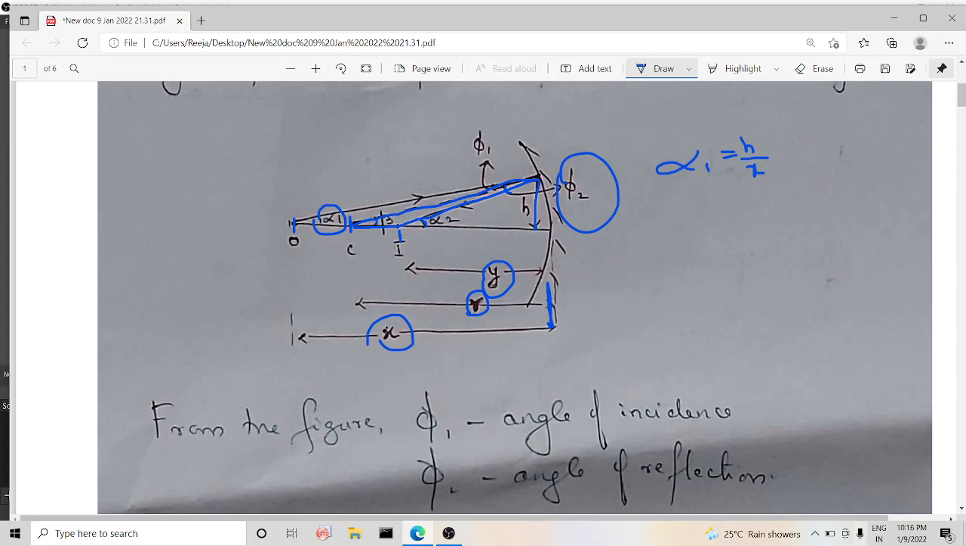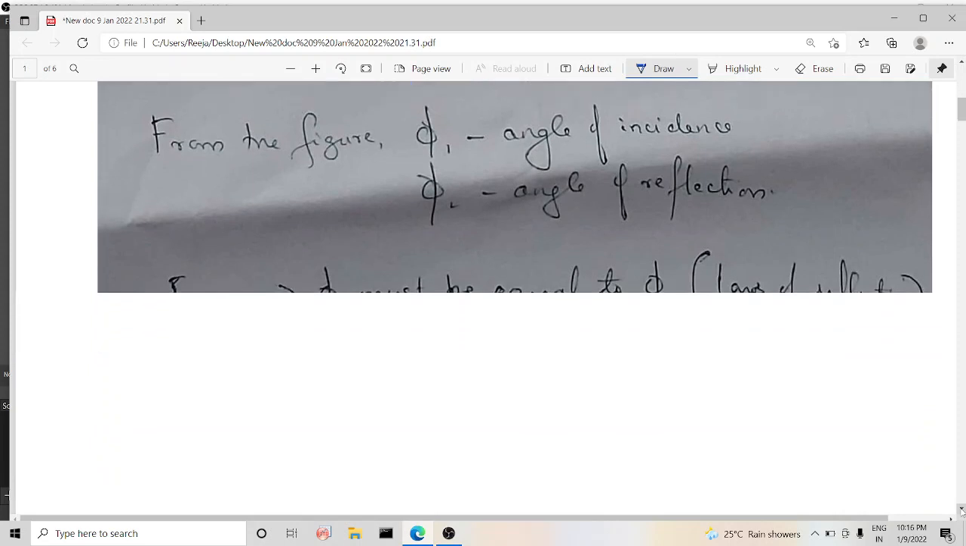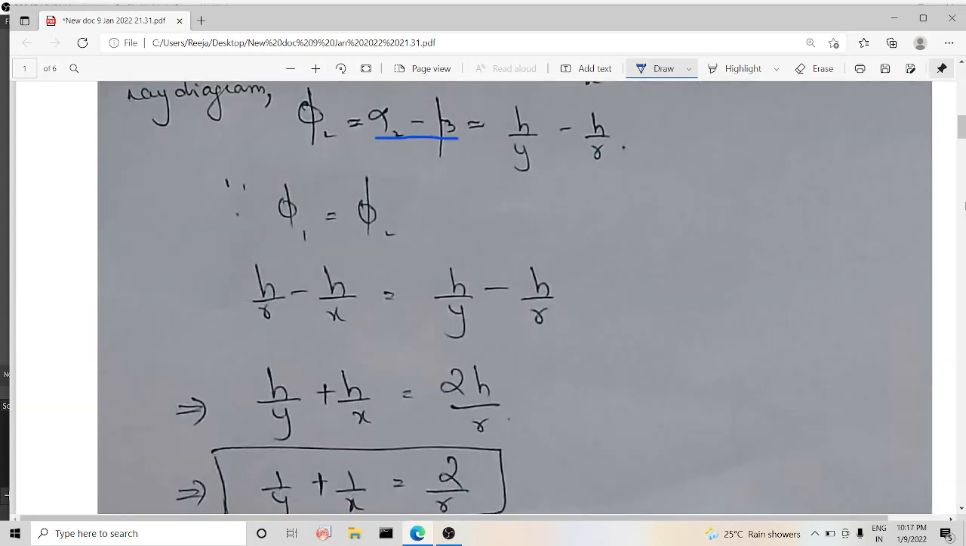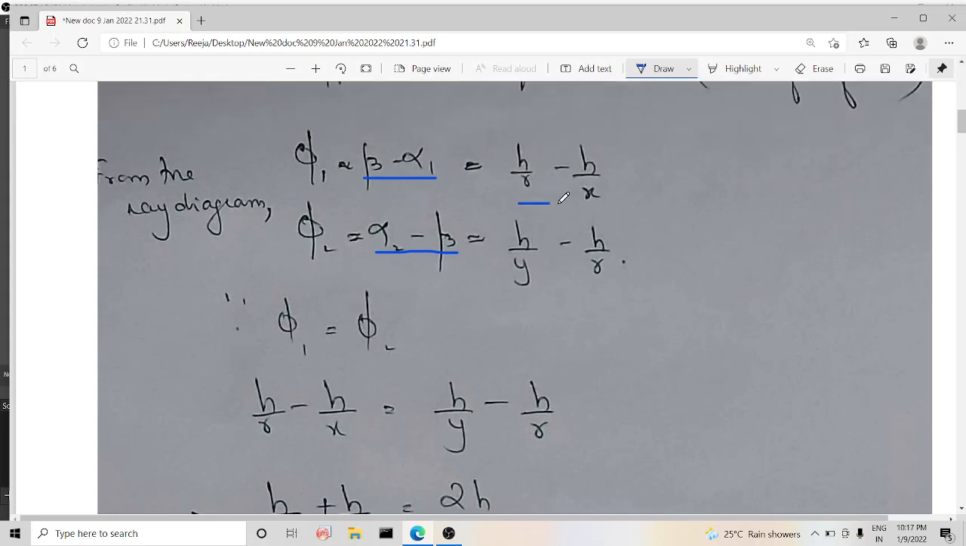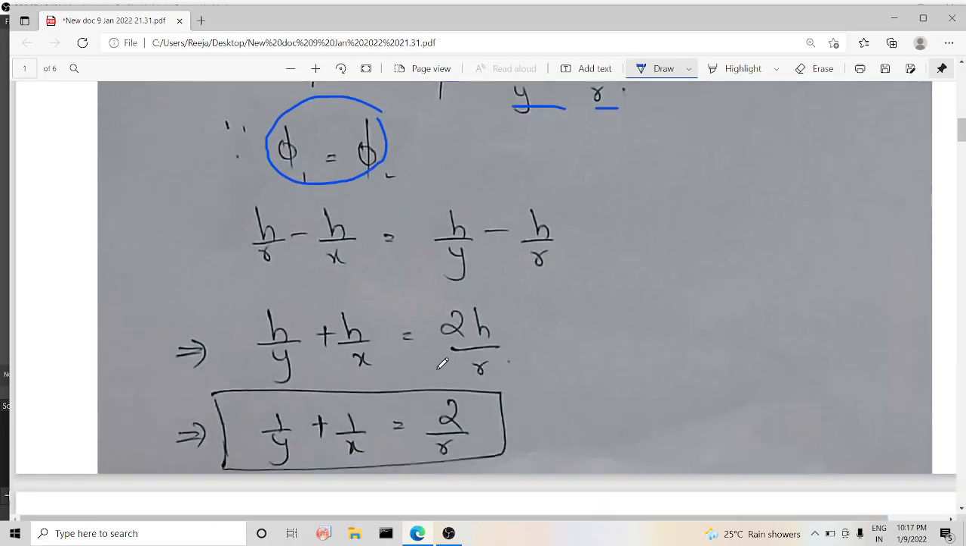We make these substitutions here in the equations for phi 1 and phi 2. So phi 1 is equal to beta minus alpha 1, which is h by r minus h by x. Phi 2 is equal to alpha 2 minus beta, which is h by y minus h by r. By laws of reflection, phi 1 must be equal to phi 2. So I equate these two, h by r minus h by x equals h by y minus h by r, so that I get h by y plus h by x is equal to 2h by r.